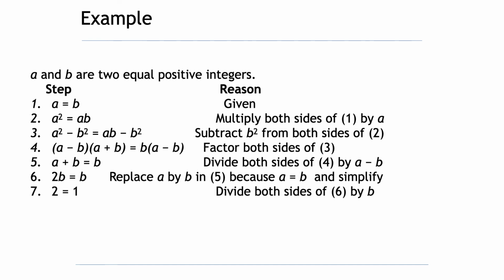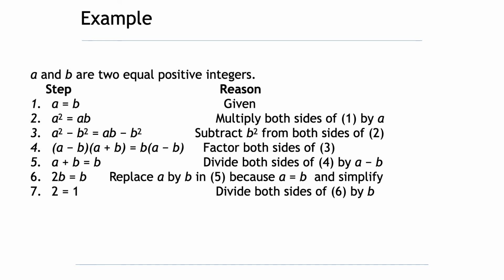Let's see this example. This is a popular proof that you can find out there, a proof that 2 equals 1. So let's see the steps. The premise of the theorem is that a and b are two equal positive integers. And from there, someone is trying to draw the conclusion that 2 is equal to 1.